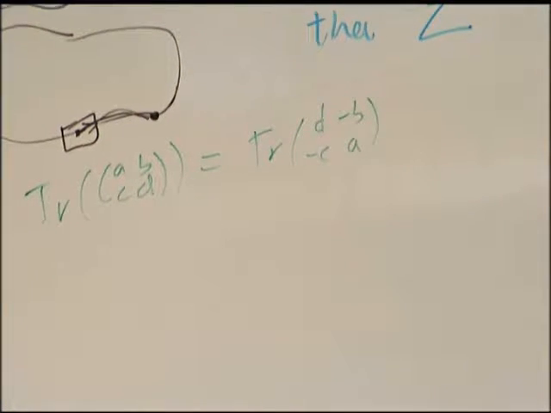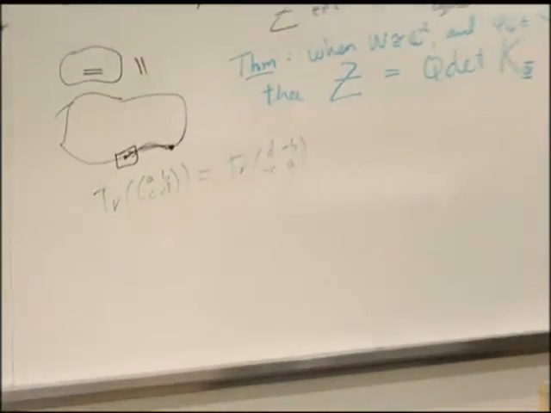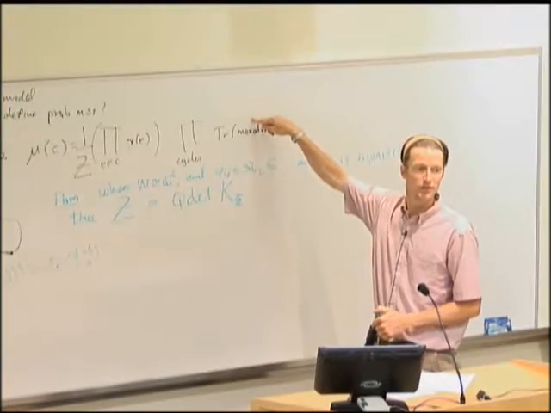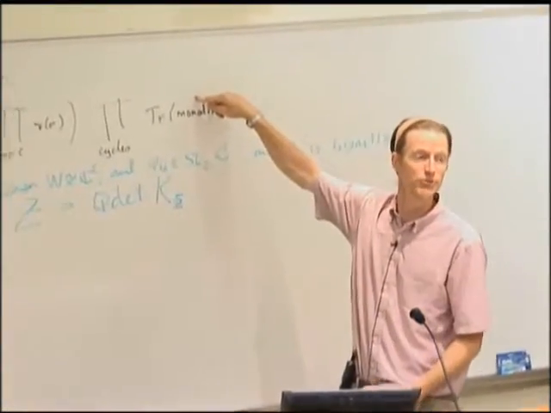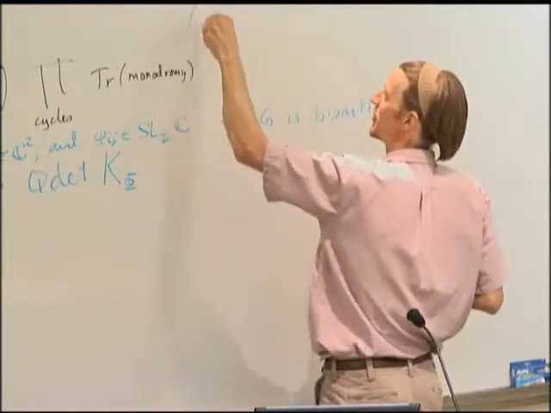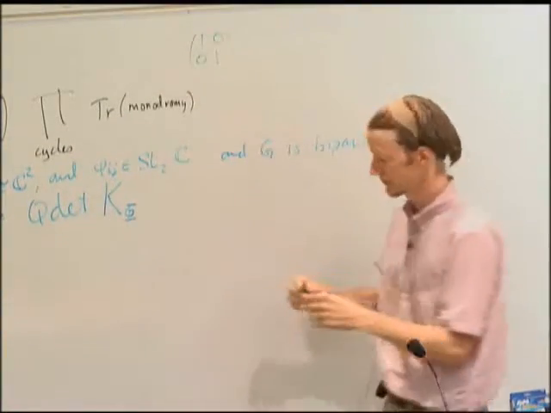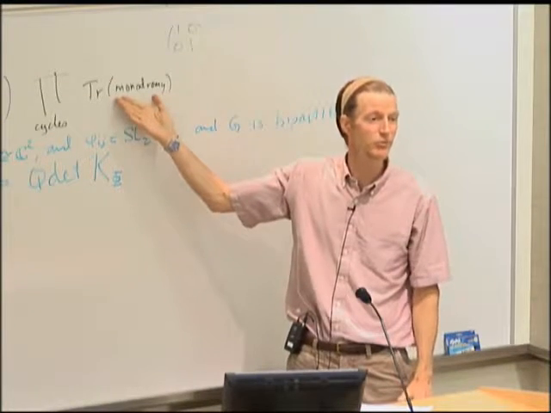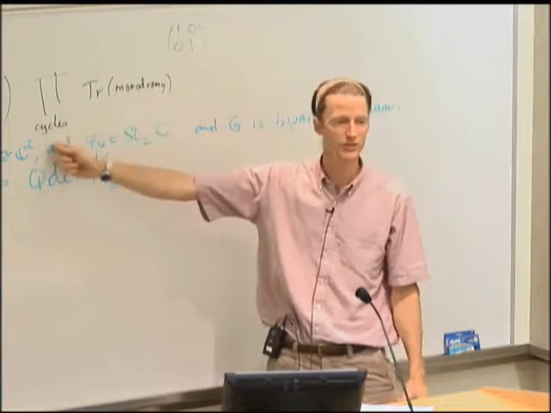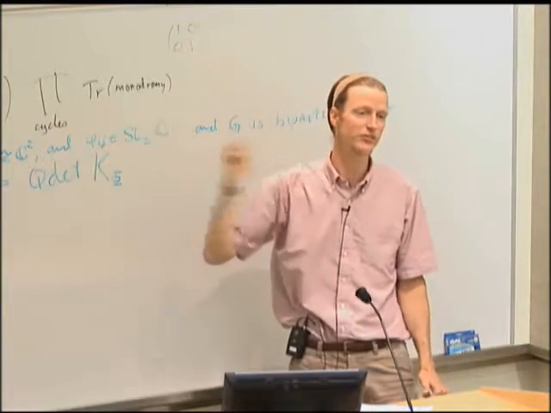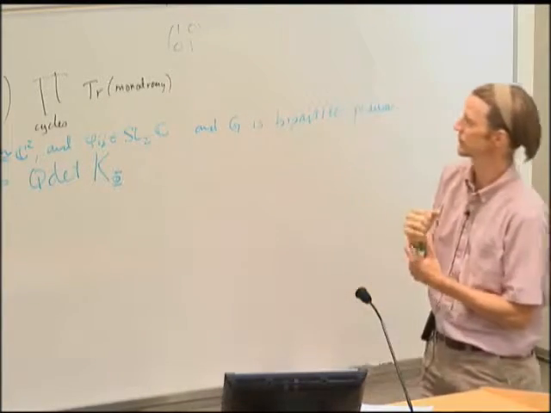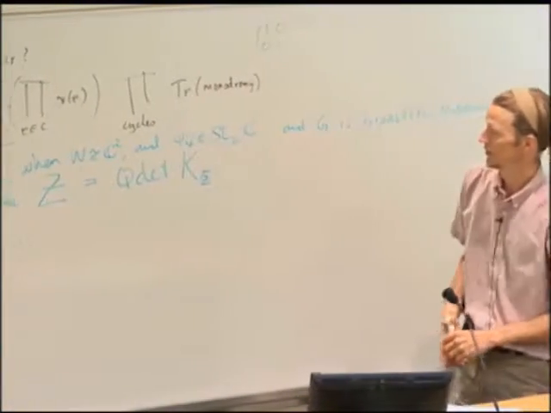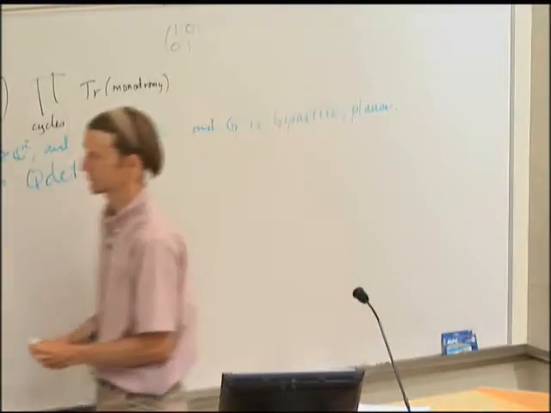Another thing you might point out is that for this definition, suppose that all of our parallel transports are trivial, represented by the matrix 1, 0, 0, 1. Then the trace of the monodromy is the trace of the identity matrix, which is 2. So we get a factor of 2 for each cycle, which generalizes the previous definition. Okay, any other questions?